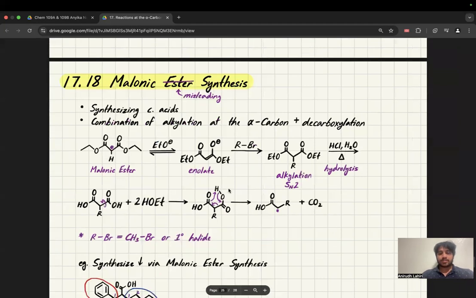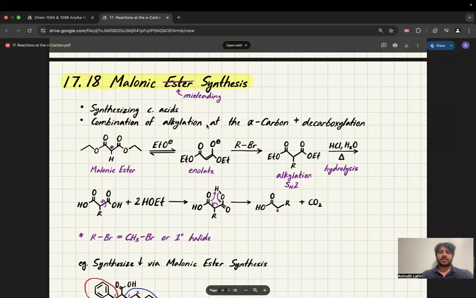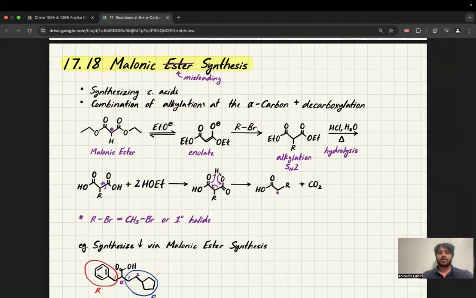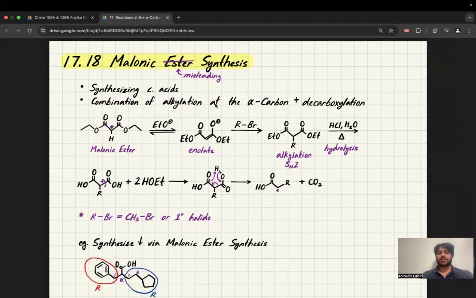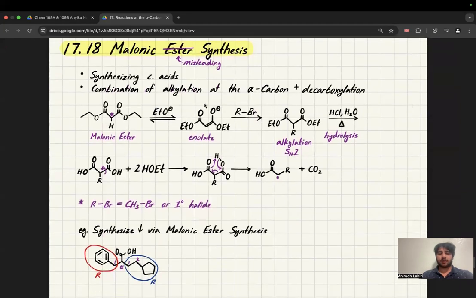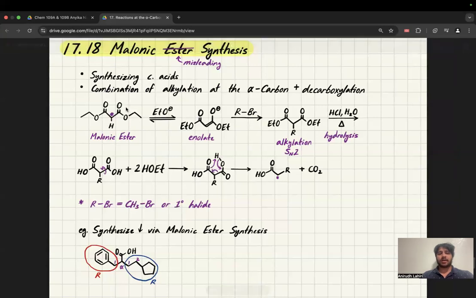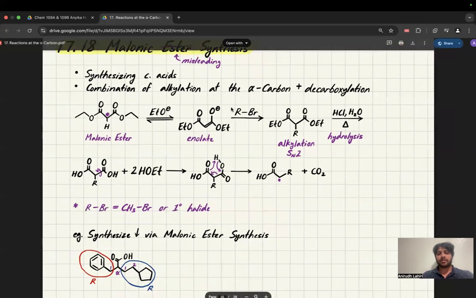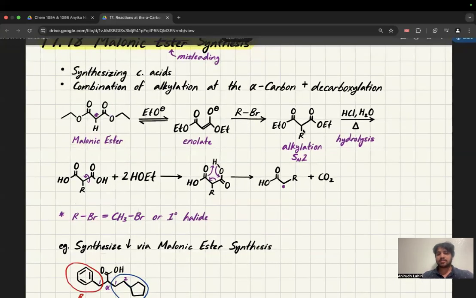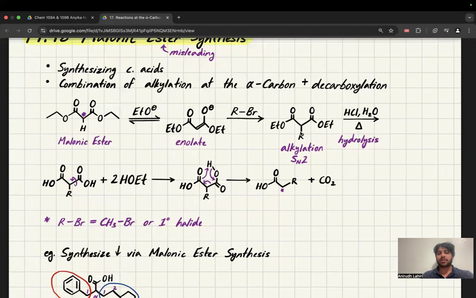Malonic ester synthesis. So this is a little bit misleading because we don't actually synthesize an ester. We're just using it as a starting reagent. But anyway, it's a combination of alkylation at the alpha carbon and decarboxylation. So it's pretty easy to predict the final structure. Again, it's good to know the mechanism too. And it's important to note here that this is actually able to be deprotonated again. So we could use another equivalent of EtO minus and install another R group.